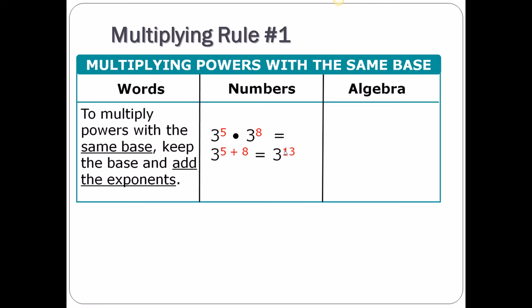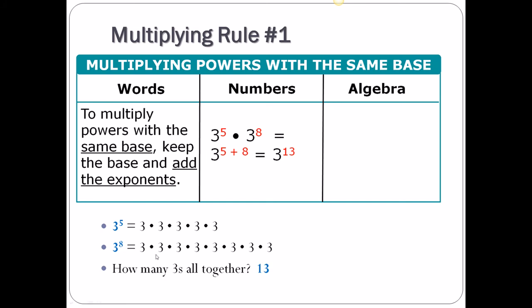So let's see if that's really true. Seriously, we just make this stuff up. 3 to the 5th means I have 1, 2, 3, 4, 5 3's. 3 to the 8th means I have 8 3's written out. And so if I have 3 to the 5th times 3 to the 8th, I'm going to actually end up with how many 3's altogether? 13. Not bad.